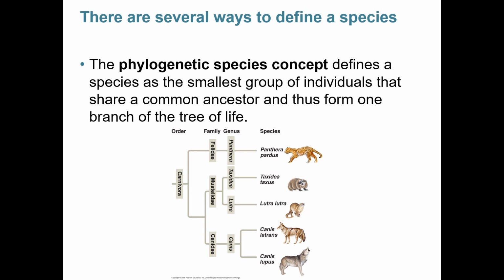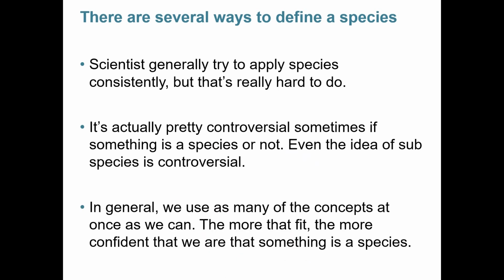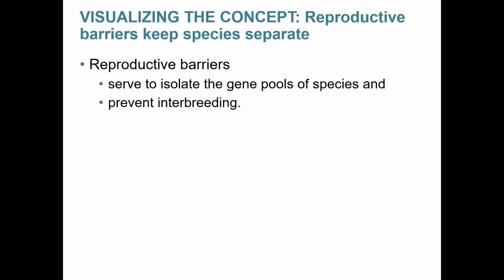So now that we have all these species concepts, how do we actually define a species? Well, generally, we just try to apply species consistently, but it's really, really hard to do. It's pretty controversial sometimes, if something is a species or not. And then there's the idea of subspecies, and that's controversial too. So, in general, we just try to use as many of the concepts at once as we can. The more that fit, the more confident we can be that two things are different species. Alright, so with all that said, most of the time we'll still be relying on the biological species concept, because it's the most common one that we like to use.